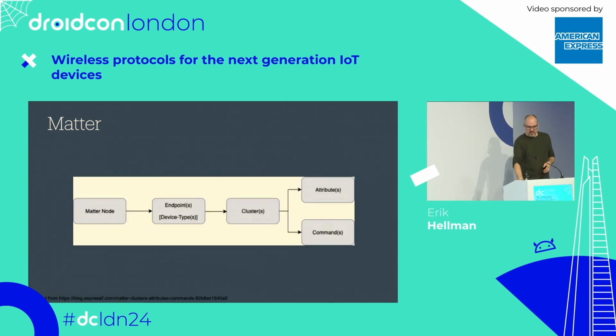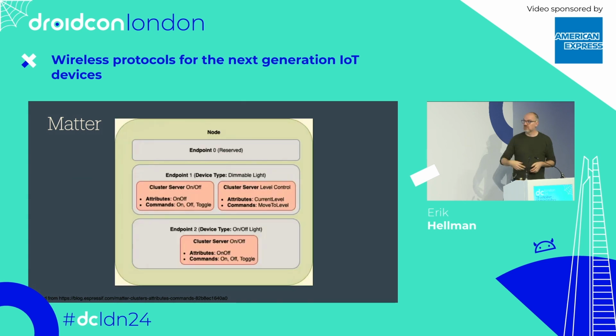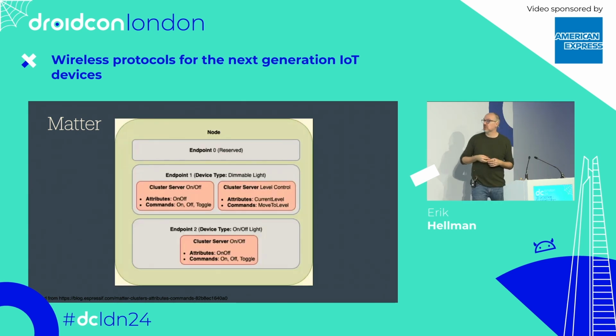And the way it works in the data structure is basically you have a Matter node. It can be a smart bulb, it can be a light switch, it can be something else. That one has a number of endpoints of a certain device type. Each endpoint has a number of clusters, and each cluster has attributes that can be read or write or both, and commands, which you perform an action on them. So, for instance, a light switch. We have a light switch which has dimmable light also. So it's an on-off button and a dimmer.